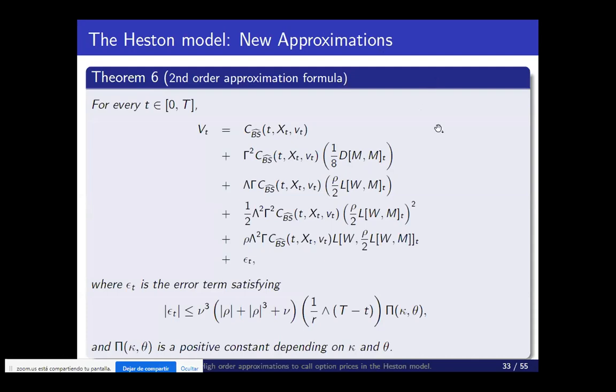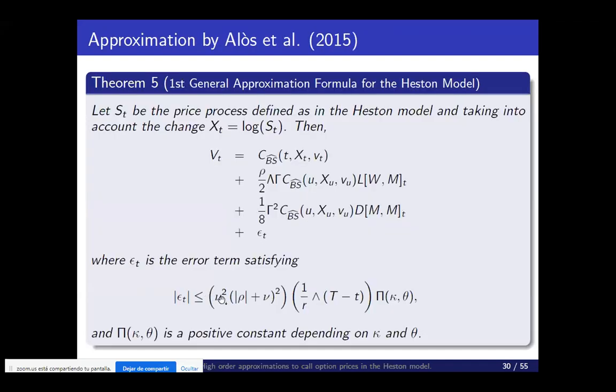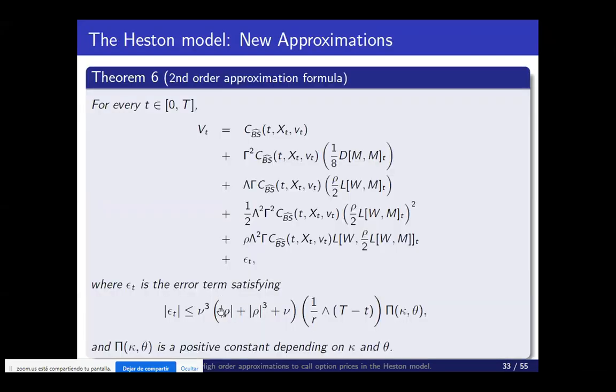One interesting thing is that this term and this term seem like a kind of Ito decomposition. We'll talk later about that. Okay, we have this term that we already have, and we have this new term that appears. So in this new approximation, we change the error of magnitude from nu square to nu power 3. So the approximation is a little bit better in order of magnitude.